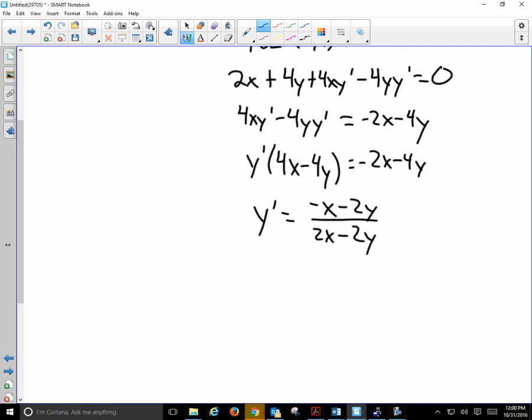What do I plug in? For both of them, right? So on the top, I get negative 1 minus 2, which is negative 3. On the bottom, I get 0. So I get negative 3 over 0, which is undefined.